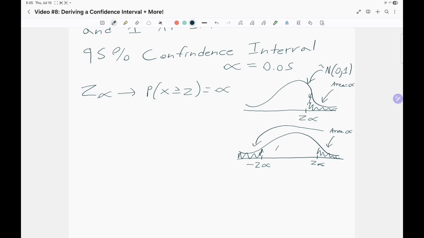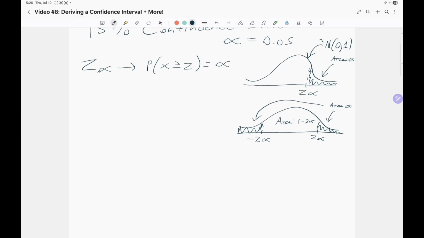But what about the center region? The center region is going to have area 1 minus alpha. Oh, 1 minus 2 alpha, sorry. In the example we'll do, it'll be 1 minus alpha, but here it's 1 minus 2 alpha. So we're going to be taking advantage of that fact that for a normal distribution like this, the area under the curve is going to equal 1, as we expect it to be, because that's our total probability. That makes sense. I shouldn't have to explain that too much.